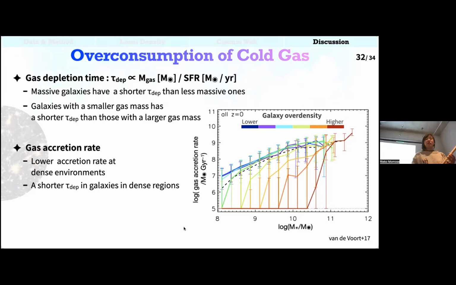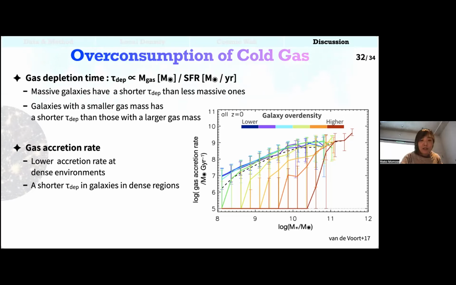Meanwhile, gas mass can be determined by the balance of secular outflow and inflow. Some cosmological simulations have suggested that the gas accretion rate is suppressed in dense environments. This right side figure is one example of gas accretion rate as a function of stellar mass. The different colors indicate the different environments of galaxies, and the red color indicates the higher density environments. It shows a significant drop in the accretion rate in all mass ranges, rather than only in the galaxies in low mass.